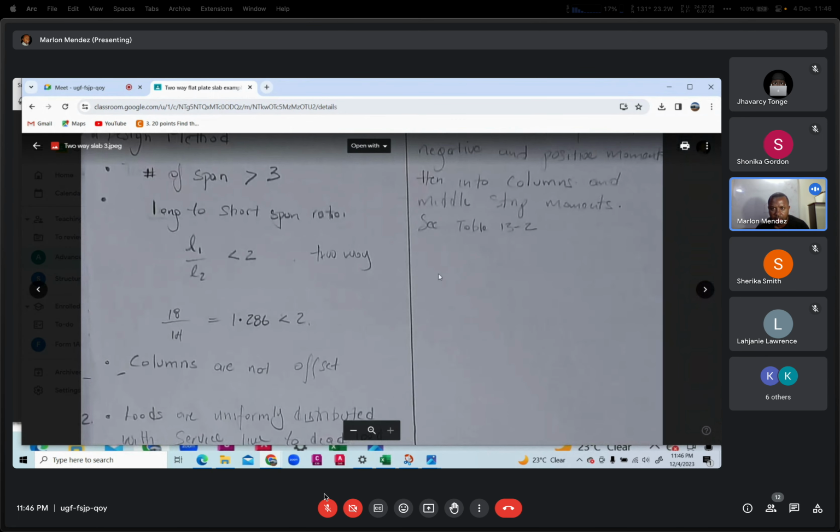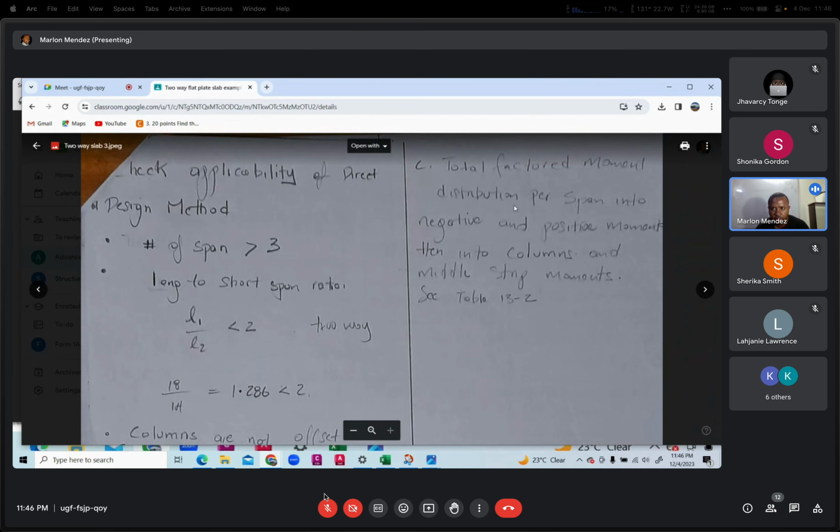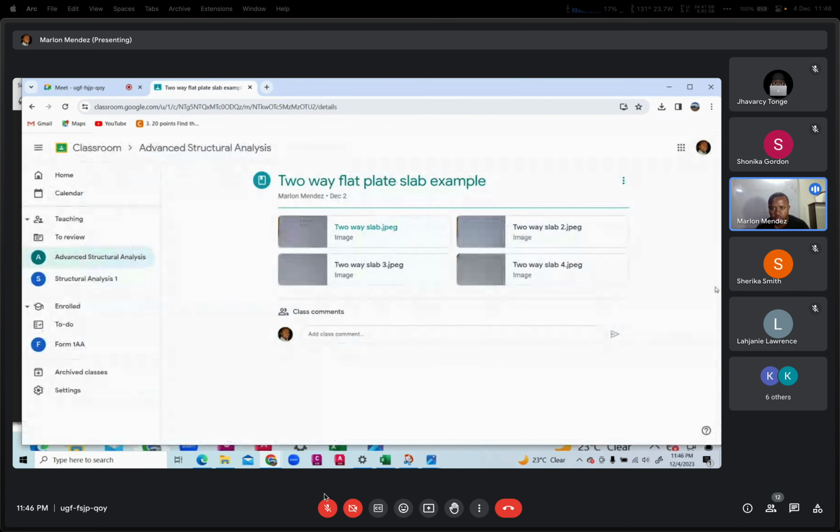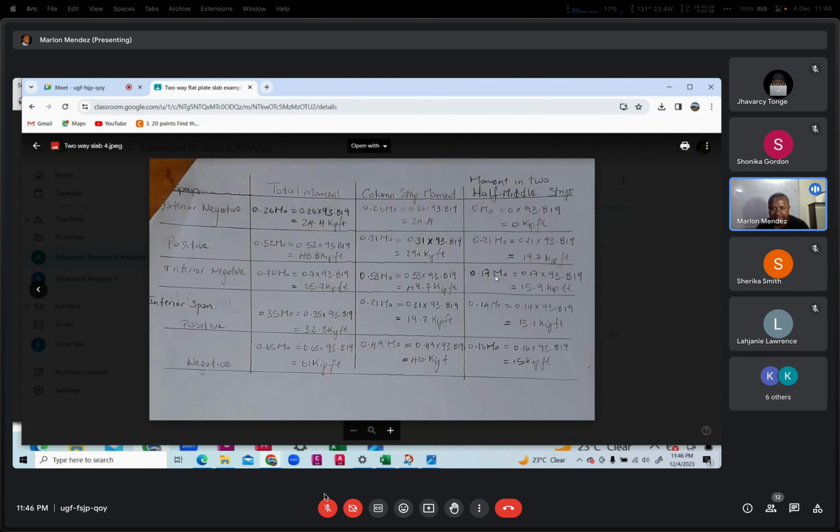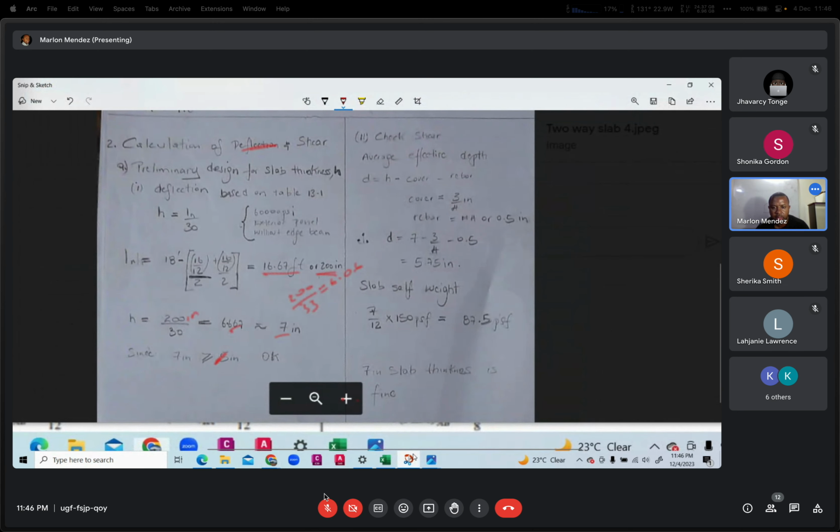Okay, so the total factored moment distribution per slab into the negative and positive moment, then into the column and middle strip, that's what we're going to do now in terms of applying. This is what we're going to apply. How do we apply this?